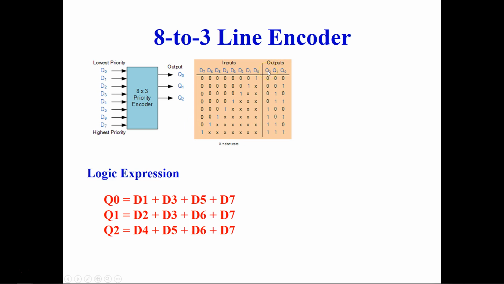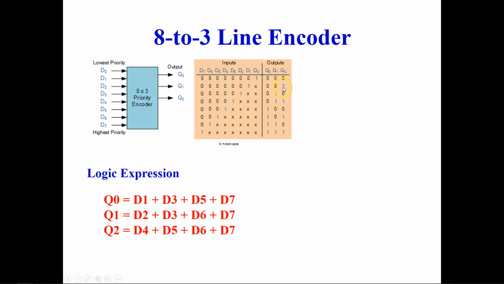Now again, the way we did it in the previous slide, which was the 4 to 2 line encoder, same way we are going to do it here. We know that these are the 3 outputs, Q0, Q1, Q2. So we will see how we can generate the logic expression. So for Q0, we see that Q0 is going 1 four times. So here it is going 1, and then here, and then here, and then here.